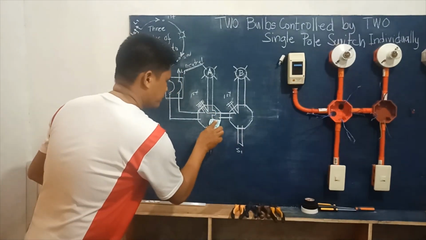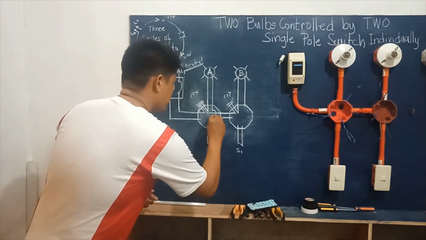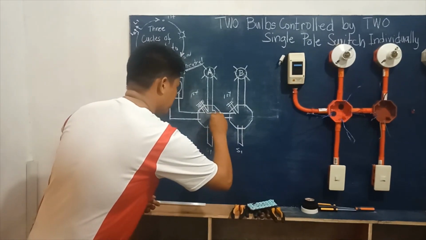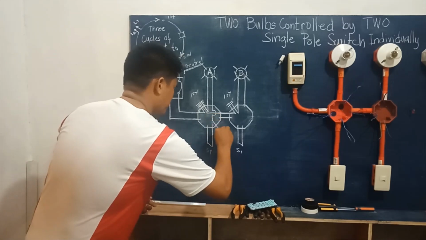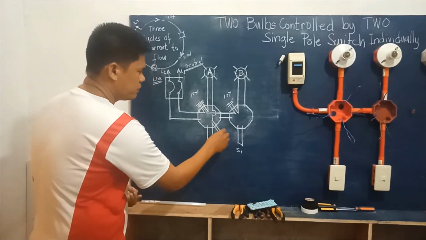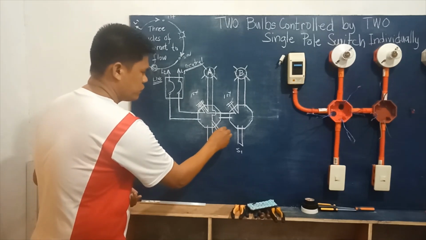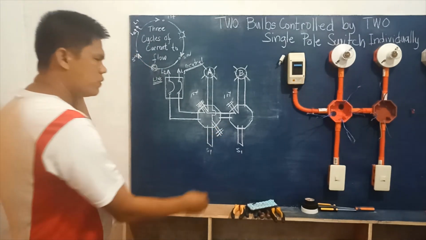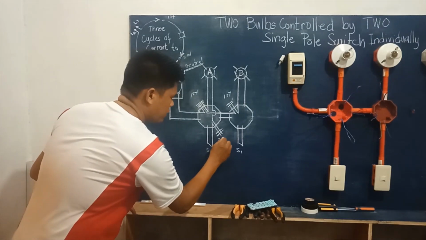Sorry. So this one will be connected right here. So two wires only this way, 2 wires only. That is our second cycle.